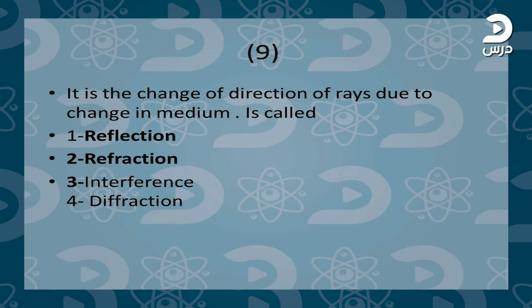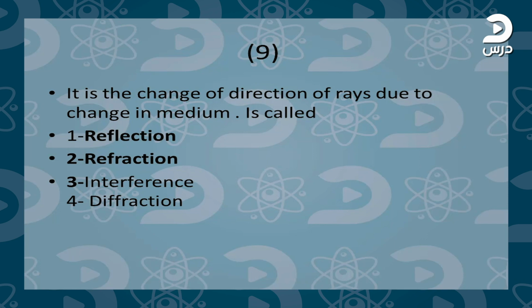Question number 9. It is the change of direction of the ray due to change in medium. So, change of direction due to change in medium. Is this reflection, refraction, interference or diffraction? We said reflection is the rebound of light due to meeting a reflecting surface, so this is not reflection.